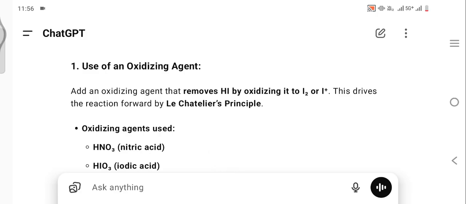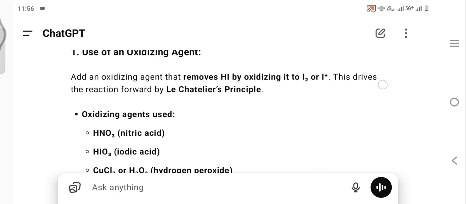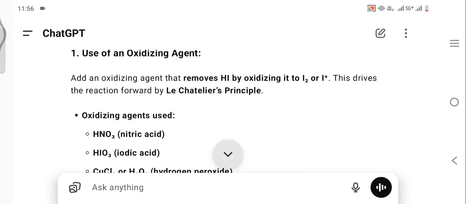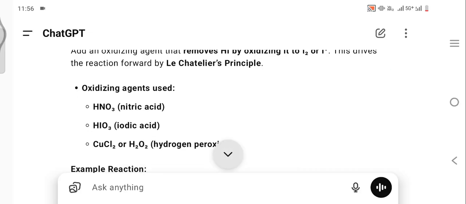How can you make the iodination reaction of benzene more forward or irreversible? Add an oxidizing agent that removes HI by oxidizing it to I2 or I positive. This drives the reaction forward by Le Chatelier's principle, and the oxidizing agents are HNO3, HIO3, CuCl2 or H2O2.